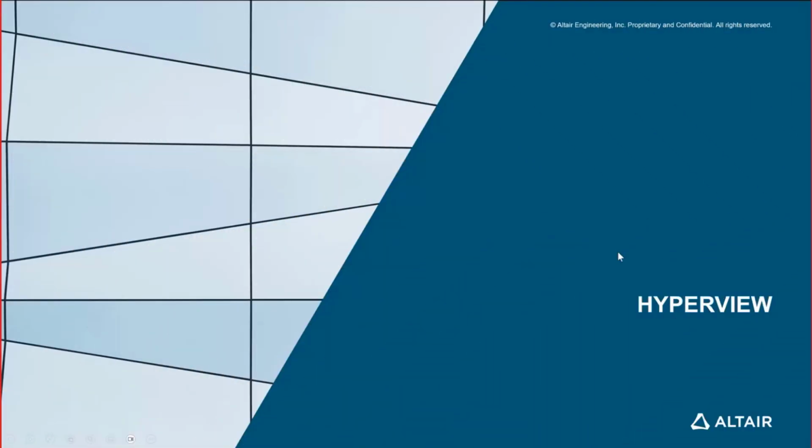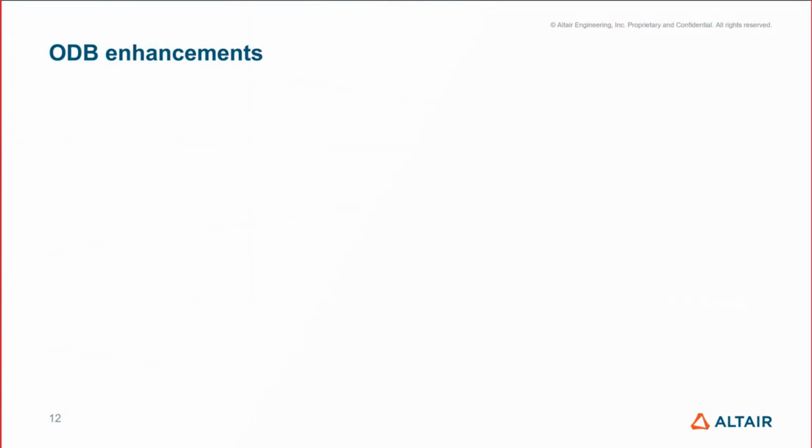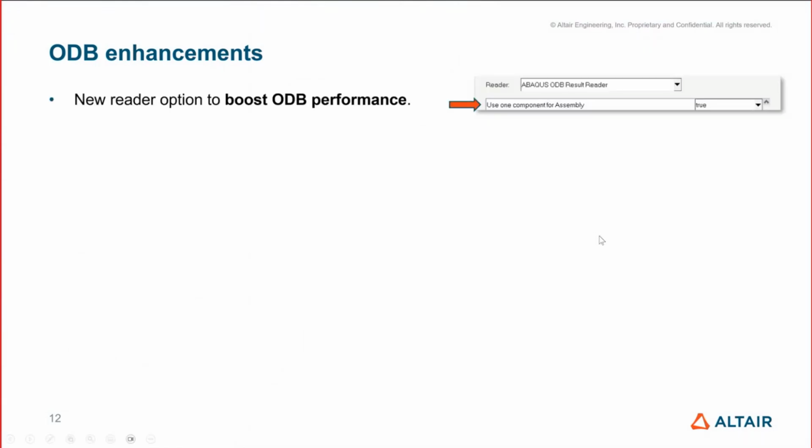Thank you. So for HyperView, I will start by highlighting some important updates we have done for Abaqus ODB post-processing. The first one I want to bring to your attention is a new reader option, which will boost ODB performance. This basically groups all the elements under an assembly into a single component. In our internal tests, we see a significant improvement in performance with this reader option set to true.